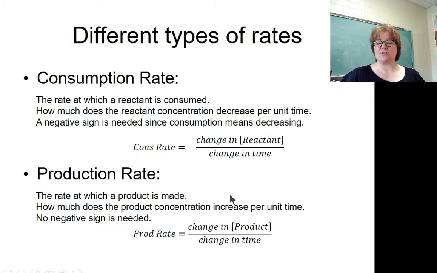So I need the change in concentration over the change in time, but it's going to be decreasing because it's a reactant. Similarly, the production is going to be increasing. It's how much is produced, and so I know it's going to be increasing over time. So it would be the increase divided by the change in time.